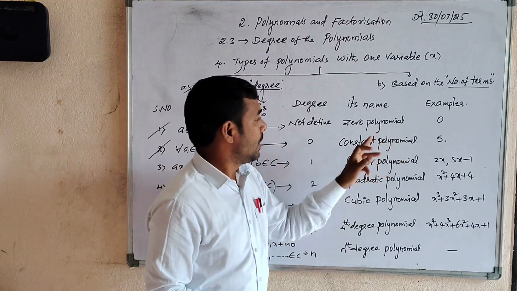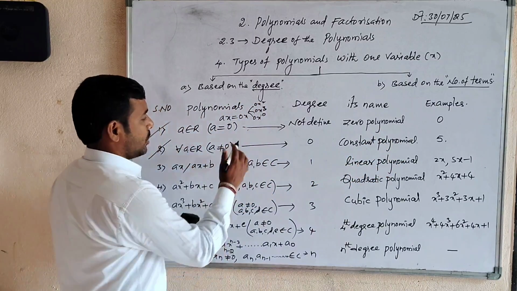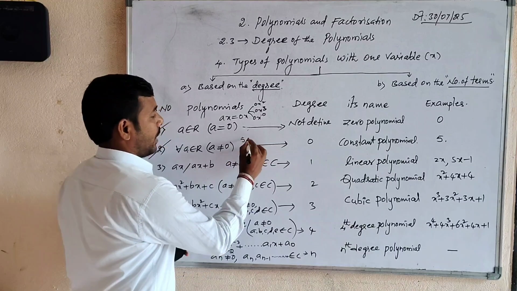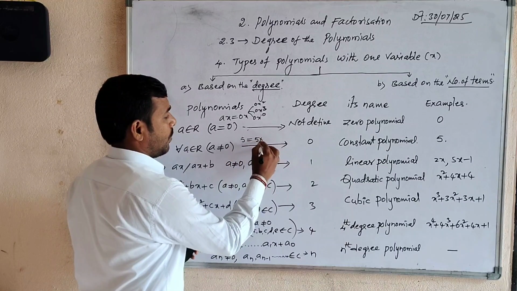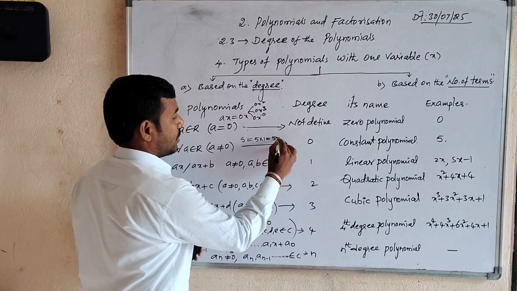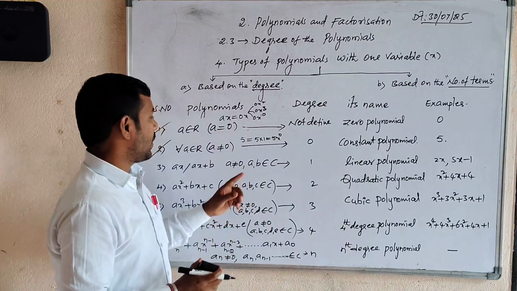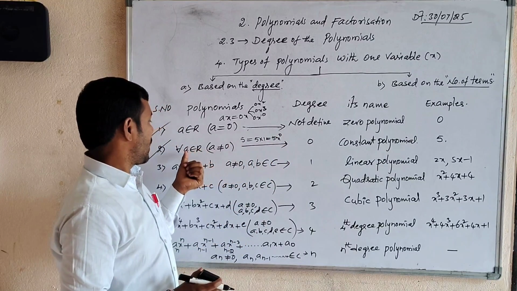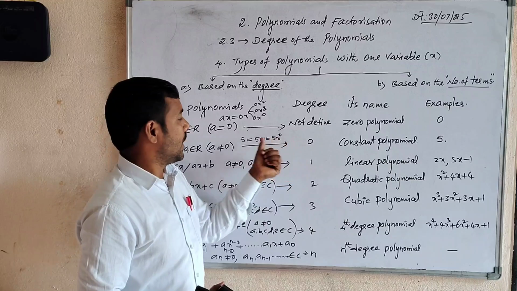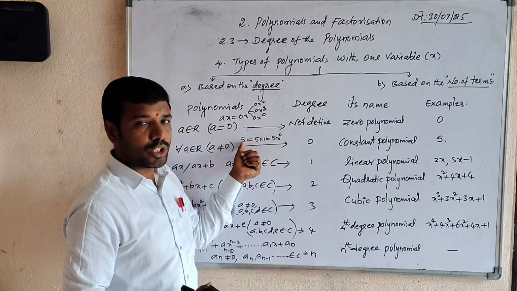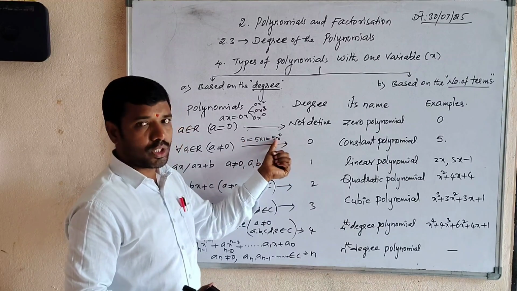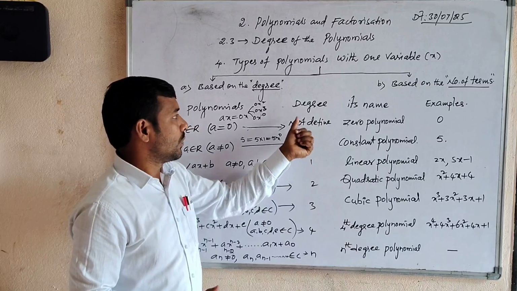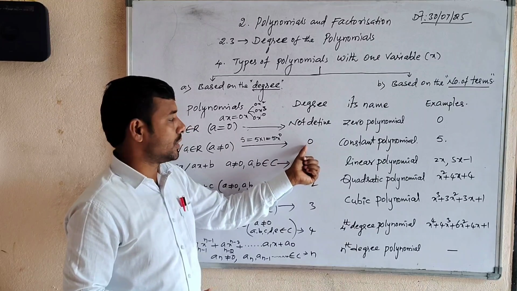Suppose here we take 5. 5 can be written as 5 into 1. It can be written as 5x to the power of 0. So what happened, tell me? 5 is one of the real numbers. It is a numerical expression. We converted it to an algebraic expression. After that we found its degree as 0.